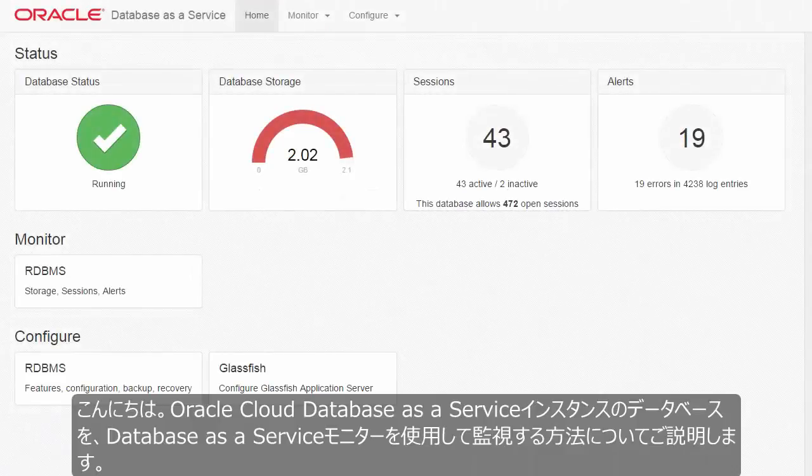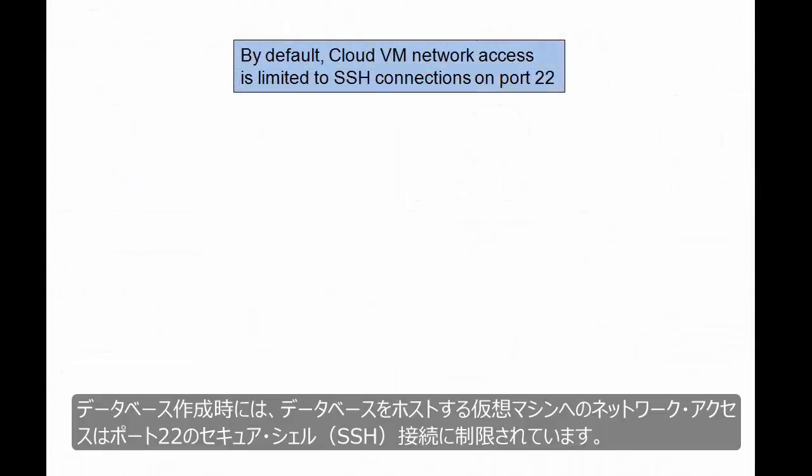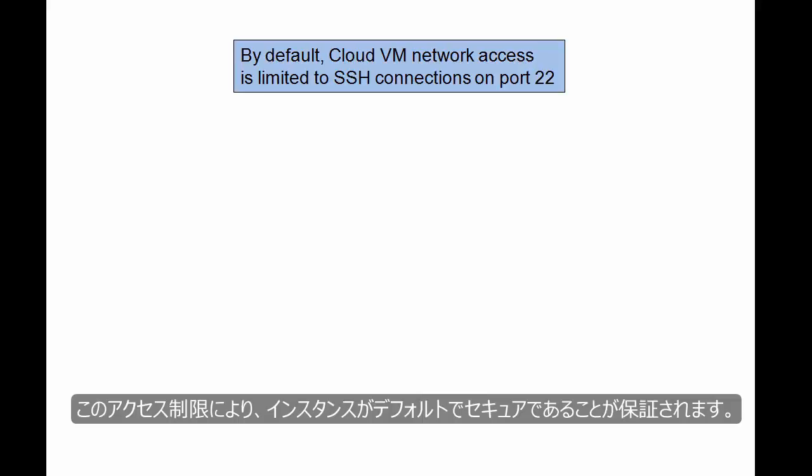Hello, I'm going to show you how to monitor a database in an Oracle Cloud Database as a Service instance using the Database as a Service monitor. When a database is created, network access to the virtual machine hosting the database is limited to secure shell SSH connections on port 22. This access restriction ensures that the instance is secure by default.